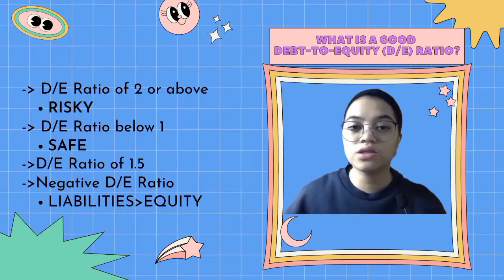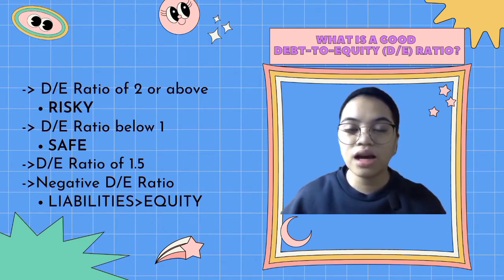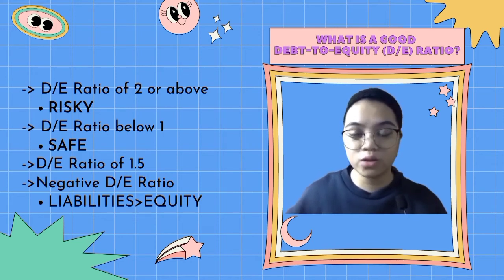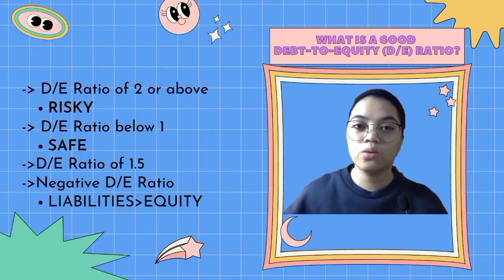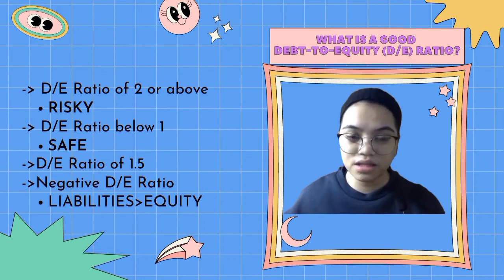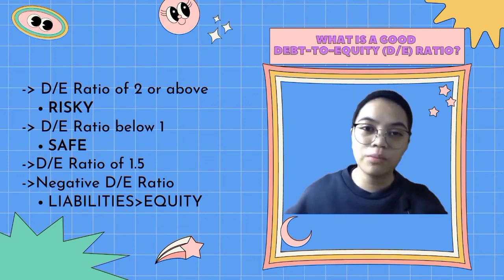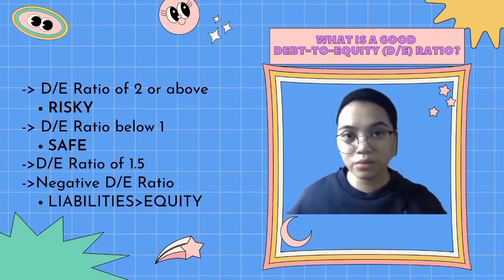So, kung ang meaning ng result is 2 or higher, it might be risky kasi it means na nagre-rely na lang yung company sa debt to continue operating. So, in the long run, it can result in the bankruptcy or the failure of the business. But if the ratio is below 1, it is safe. Kasi mas lamang pa yung total shareholders' equity kaysa sa total debt.